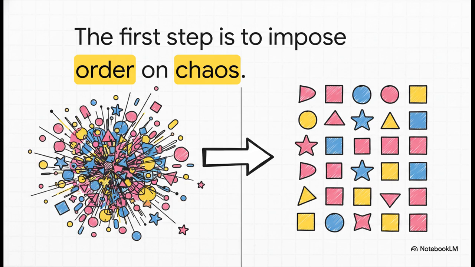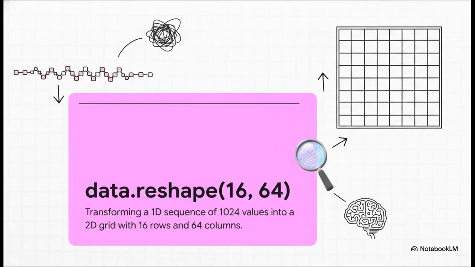So, if we want to do anything useful here, we've got to bring some order to this chaos. The very first job is to take this jumbled up line of numbers and shape it into something more organized, like a grid, something a computer program can actually navigate. And for that, we use a really cool and powerful command called reshape. It's so simple. It takes that long, messy line of 1024 numbers and just folds it into a neat and tidy 16 by 64 grid. And just like that, bam, our data has structure. Now we have rows and columns we can actually do something with.